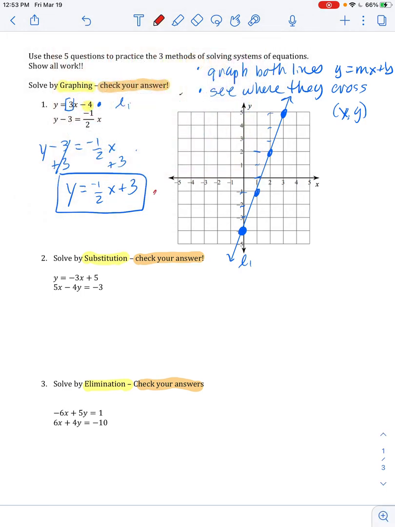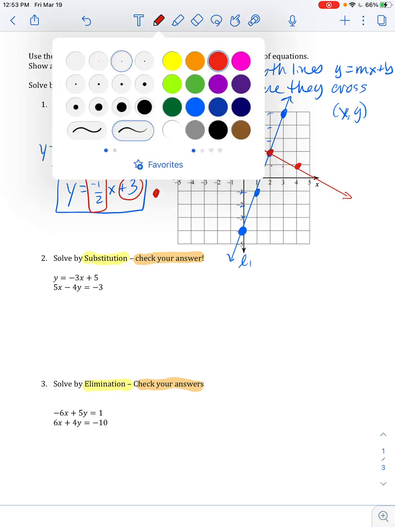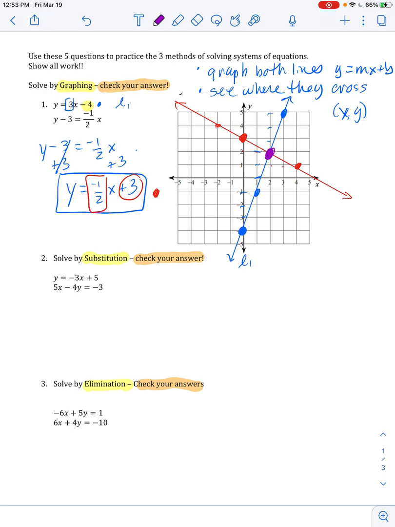Let's draw that one in red. So again, this number tells me where to start on the y-axis, and this number tells me how to move. So from that point, I go down 1, over 2, down 1, over 2, and so on. Then I'm going to connect my dots the best that I can, use Notability to help me get a good straight line. And now I'm looking for the point that they share or have in common, which is right here. That's over 2, so an x of 2, and up 2 as well. So it looks like my solution is going to be 2, 2.